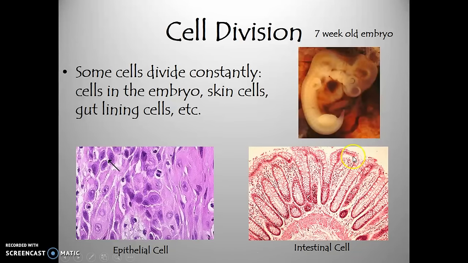Also, inner lining cells, so the lining of your intestine. This is what your intestine looks like under a microscope. They are constantly falling off as well, and then they pass through your tract and you get rid of them. So they're constantly dividing and replacing so that they can continue to do their job correctly.